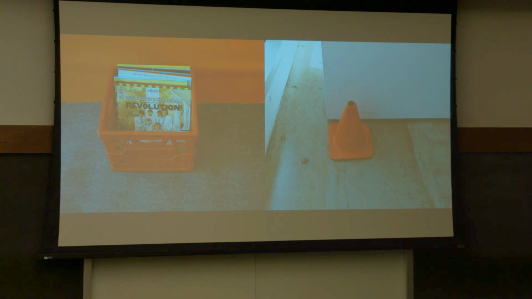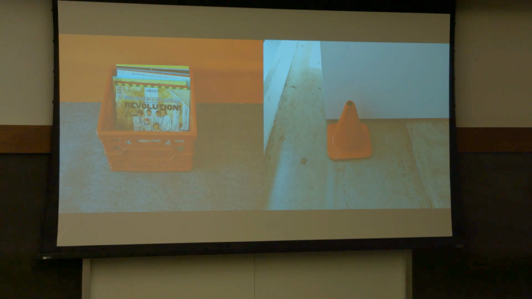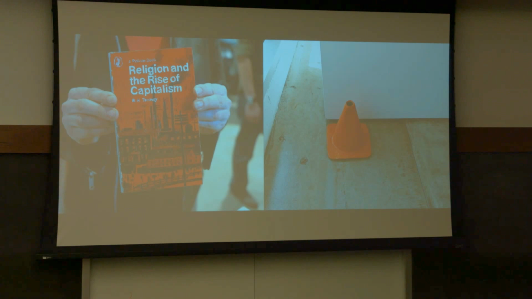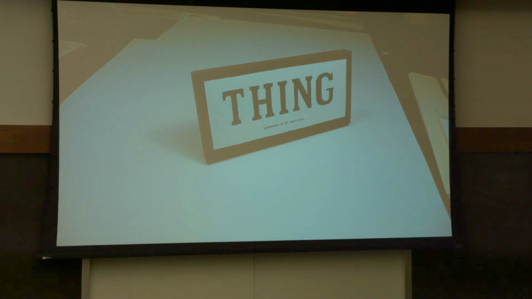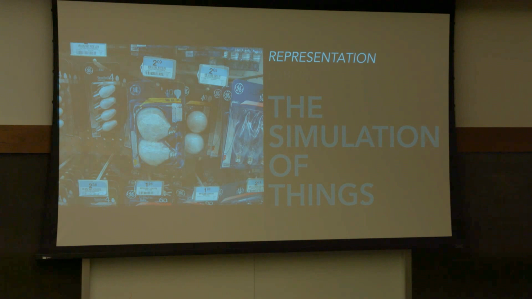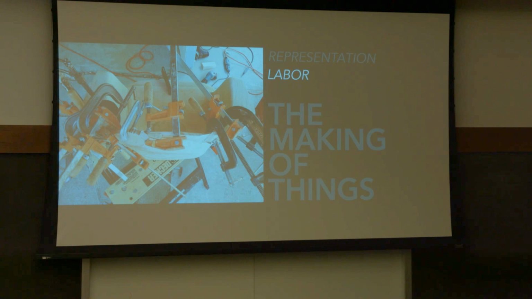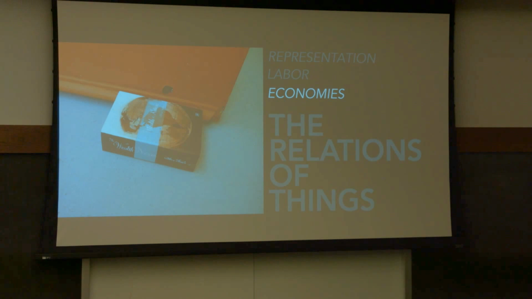One of the goals of this work is to create an anomaly, a strange thing that gives pause to the quickness of consumption, interrupting perhaps momentarily the irresistible forces of late capital. To do this, I deliberately orient my artworks as things, as gatherings, as networks of relations directly concerned with some specific issues of representation or the simulation of things, labor, the making of things, and economies. And by economies, I mean the relations of things. I'll break those down a little bit before I get into the work.